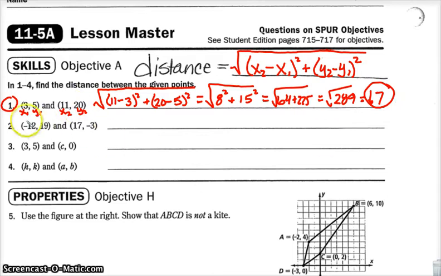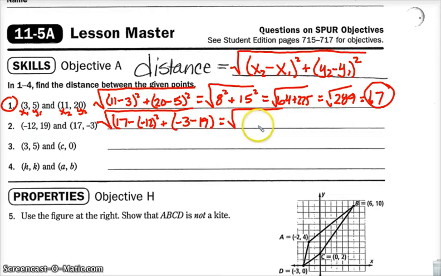Let's look at another example. For question number 2, I've got my 2 points and I'll plug them into my distance formula. I'll move a little bit quicker this time. I've got to do x2 minus x1, so 17 minus negative 12 squared plus y2 minus y1, negative 3 minus 19. When I simplify, I get the square root of 29 squared plus negative 22 squared.